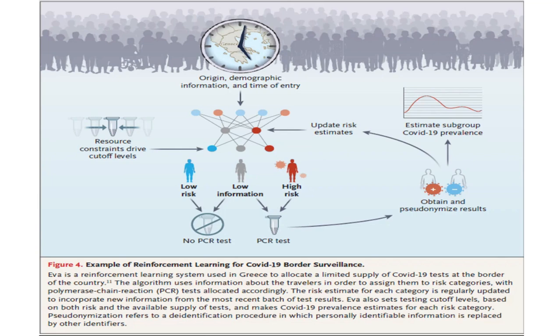It adapted to how much PCR testing was available. So the more PCR tests you had in the country, the lower the threshold to test them. But if you had limited supply, there is a higher threshold, and it will only test the very high risk patients. So this was an application in the real world and it benefited them in allocating their PCR testing capabilities.